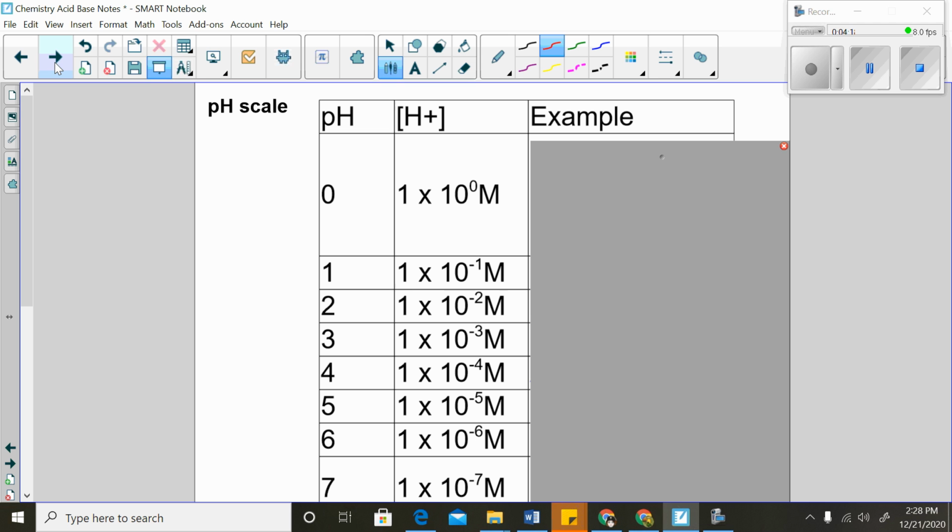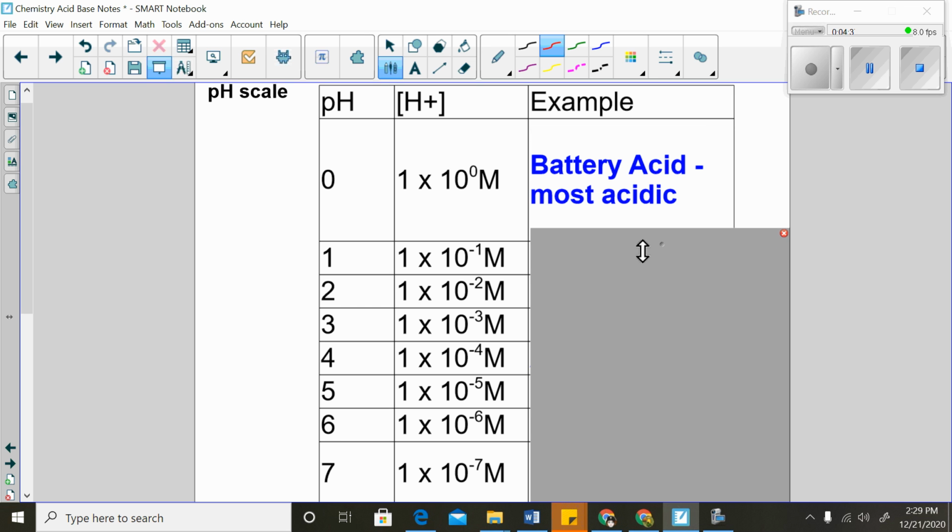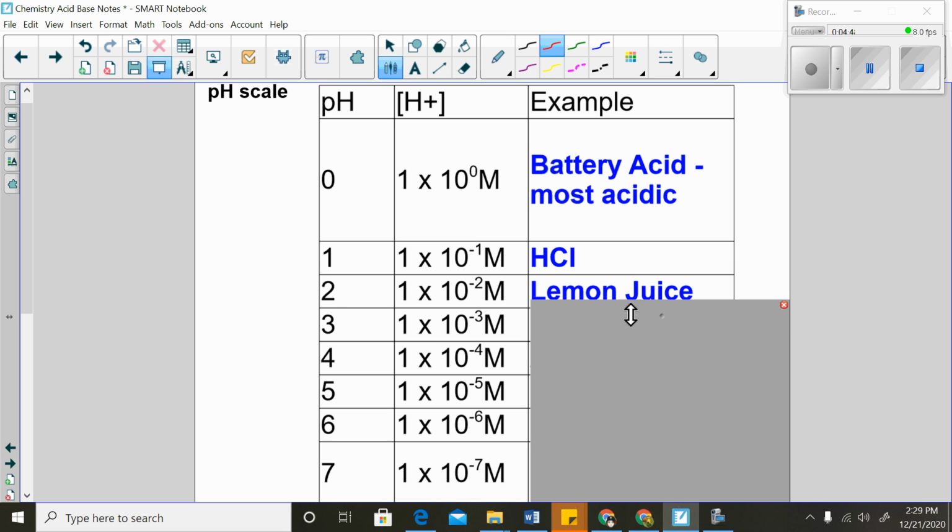So let's just take a look at some examples of what might be on the pH scale in terms of each of the numbers. So here is the concentration, right? And then here is the pH. So the pH is a lot easier to deal with than these numbers. So that's where the scale is coming from. So at pH 0, yeah, you're looking at battery acid, which is the most acidic. So you're looking at like H2SO4, which is in car batteries. pH 1 will be HCl, your stomach acid.